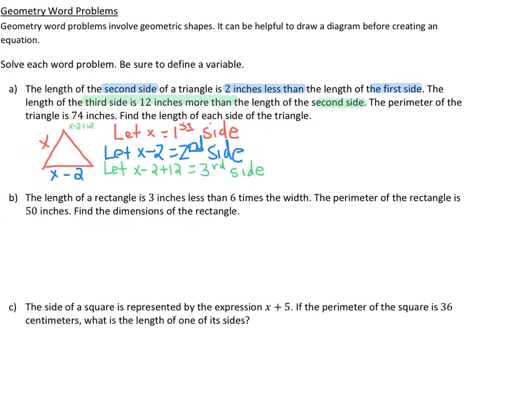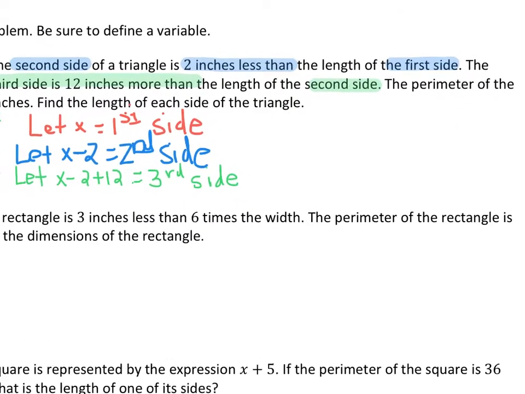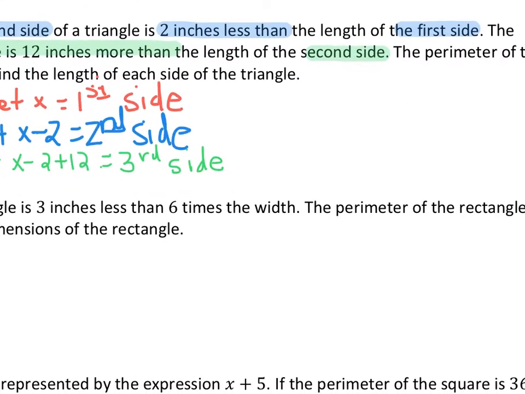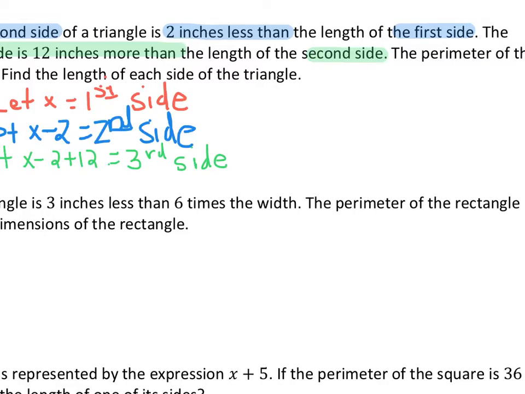It says the perimeter of the triangle is 74 inches. Perimeter is when you add up all the sides. So let's go ahead and do that. Okay. So we have our first side is x plus our second side, which is x minus 2, plus our third side, which is x minus 2 plus 12, and all together that equals 74.